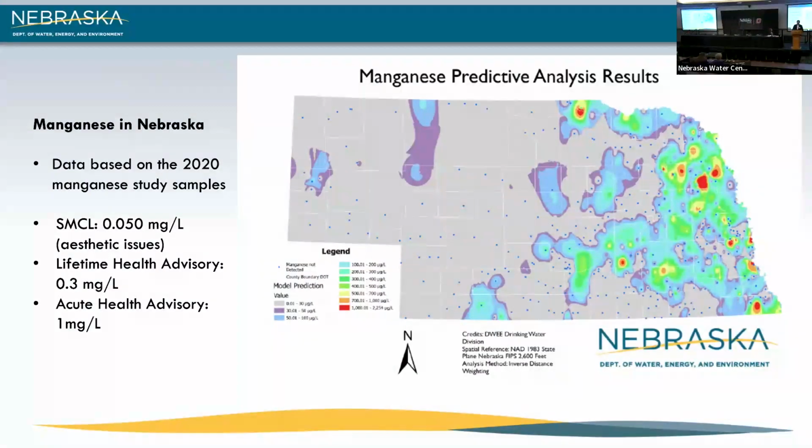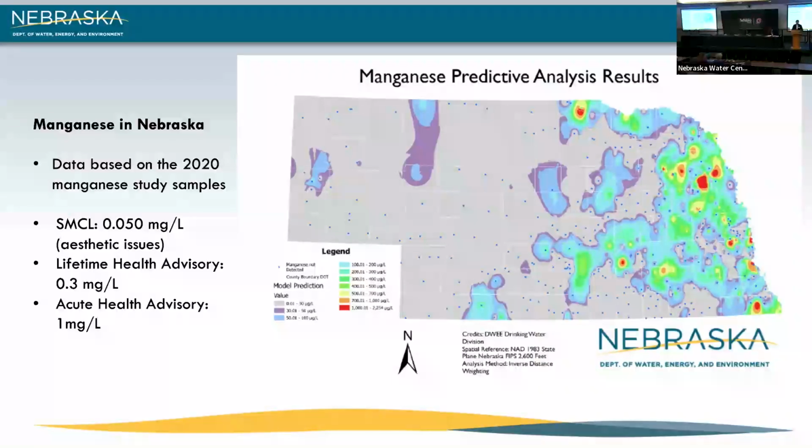Manganese is not regulated, but it has an established secondary MCL, or maximum contaminant level, and health advisory levels. The EPA has not yet enforced a primary maximum contaminant level for manganese. The secondary maximum contaminant level is 0.05 milligrams per liter, which is when we're going to start seeing things such as aesthetic issues like discoloration. The lifetime health advisory is 0.3 milligrams per liter, and the acute health advisory is 1 milligram per liter.